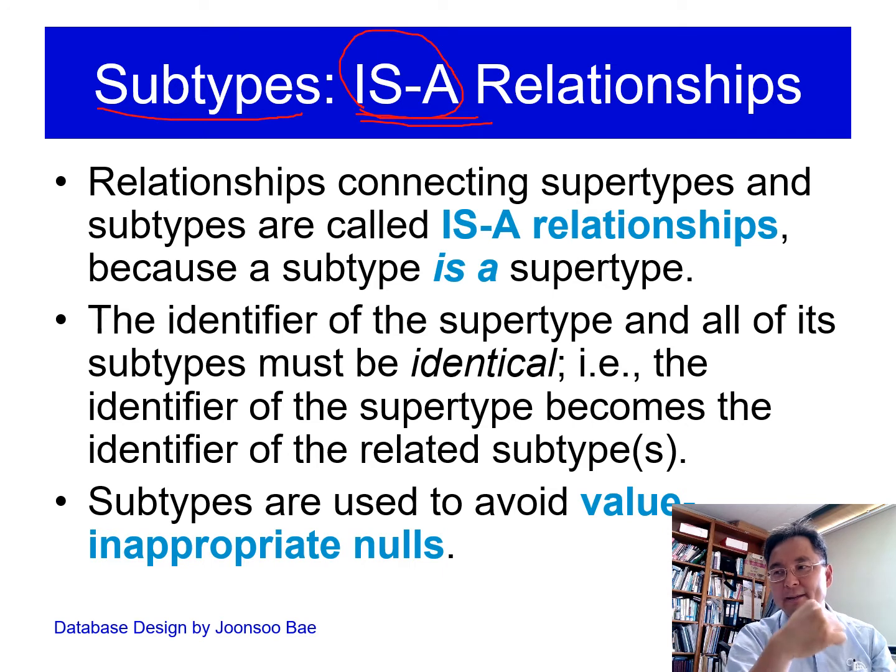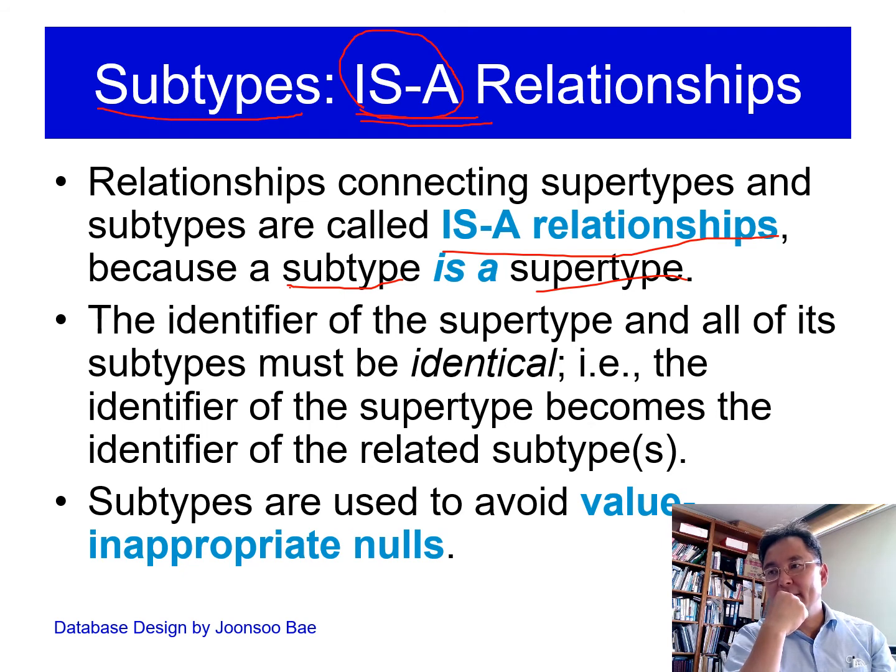Can you remember that? Yes, you must memorize two relationship types which have their own names: is a relationship and has a relationship. So subtype is a supertype. So this is called is a relationship.